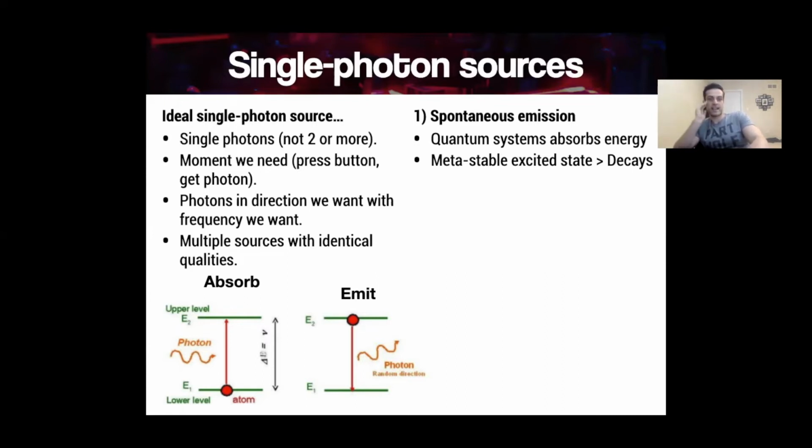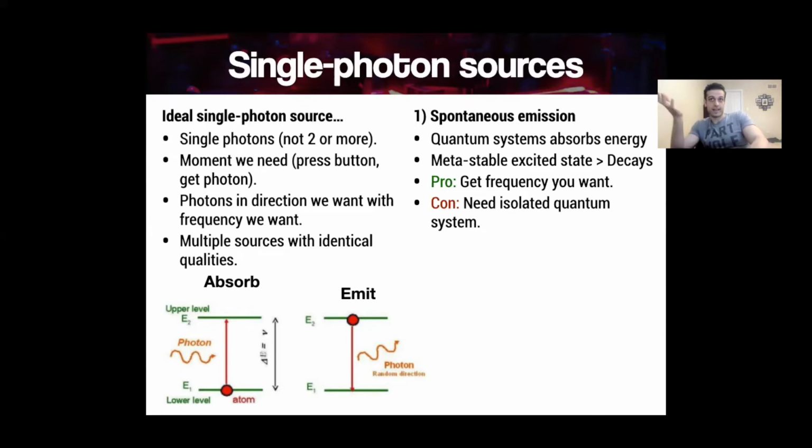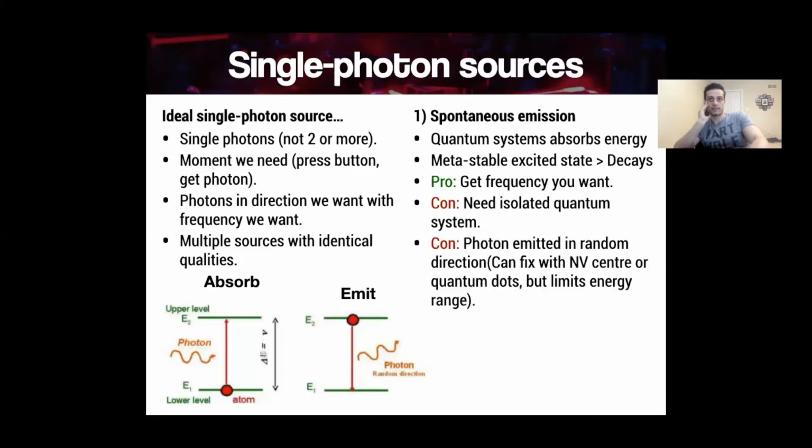So it absorbs it, and then it emits it. So this is nice, in that we can get the frequency we want. We just find a quantum system that gives us that gap. Some downsides, though. One obvious one is, isolated quantum systems aren't super easy to come by. It takes some work to get. And the photon's emitted in a random direction. My pros and cons lists aren't exhaustive. They're just to give some idea of the limitations of these.